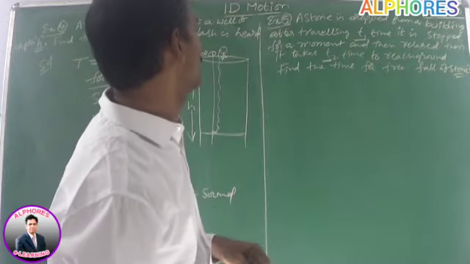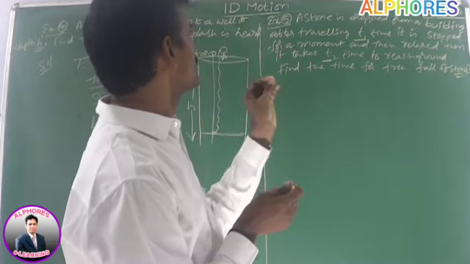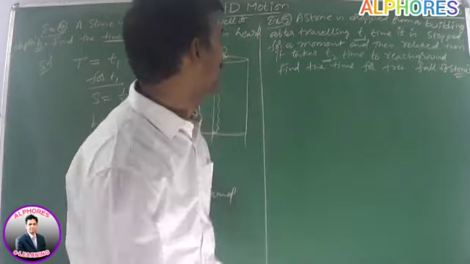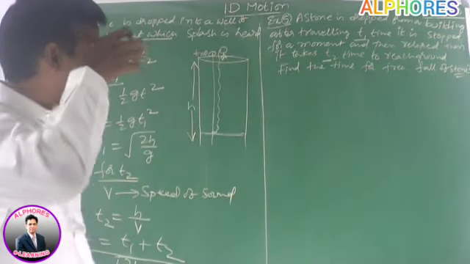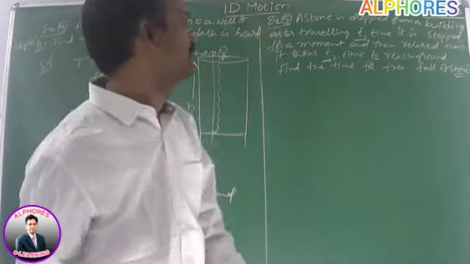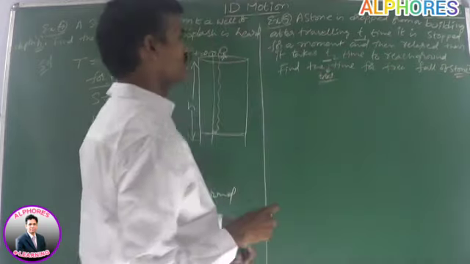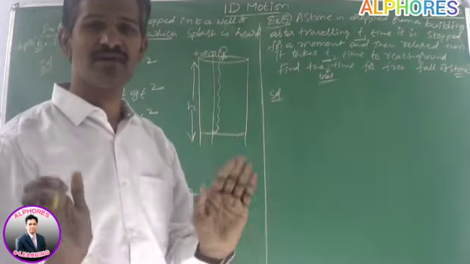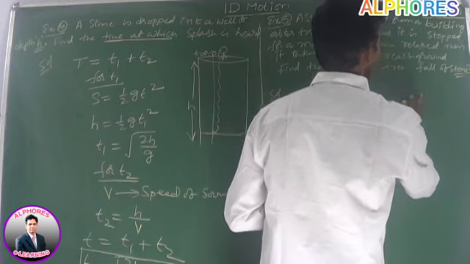Next, students, I have one more example. A stone is dropped from a building. After traveling for some time t1, it is stopped for a moment. Suppose a stone is dropped like this, it is stopped for a moment and then released. Then it takes t2 time to reach the ground. Find the time for free fall of this stone. So we have to find the total time for freely falling. For this, first consider a rough diagram. Everywhere, to solve any problem, you have to consider a rough diagram. That will give you a clear-cut idea which formula we have to use.